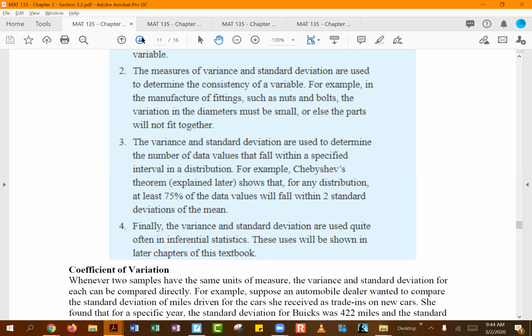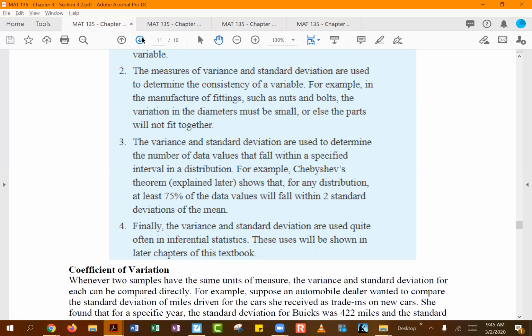We can also use variance and standard deviation to determine the number of data values that are going to fall within a specified interval. So we may want to know, if our mean is whatever that value is, and we go one standard deviation below the mean and one standard deviation above the mean, what percentage of our data values is going to fall within that range?